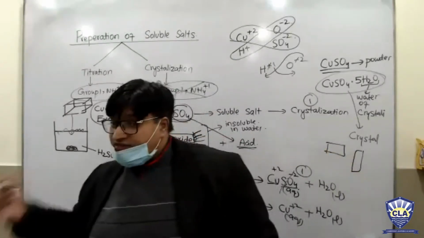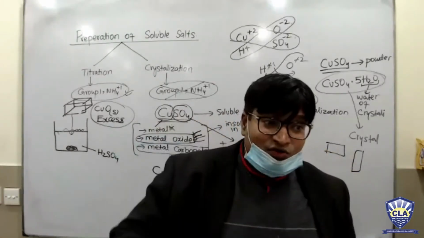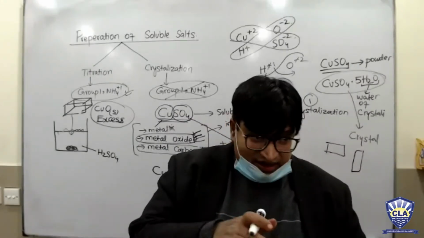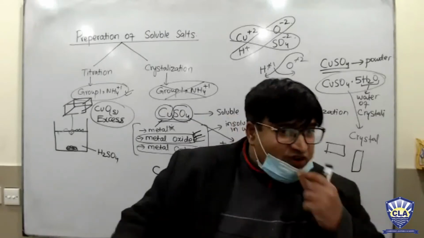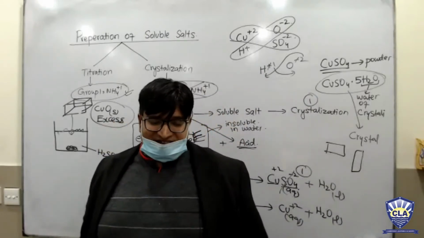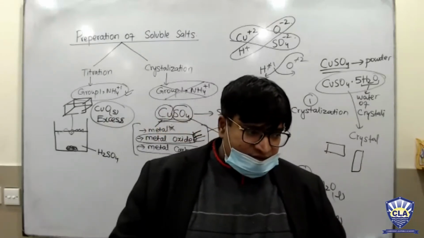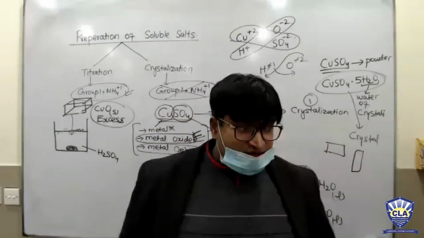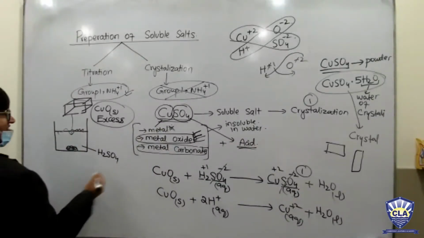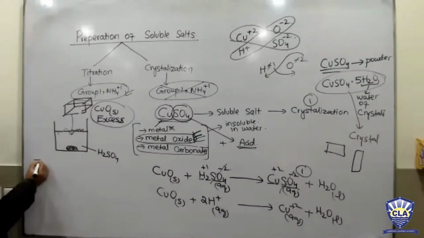Okay, so that is why we are not going to heat it in the oven. We are going to dry it in the folds of filter paper. Take a filter paper, press it, so it will absorb all the water and you will get the soluble salt. Is it clear, guys? Yes, sir. Yes, sir. Okay, now I'm going to write down its detail up here.